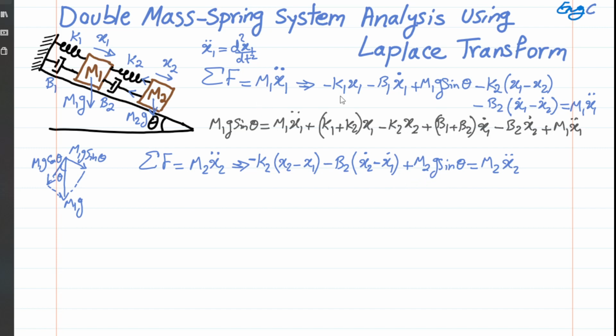Okay, again, I think it's good enough in this sense, but we can apply the Laplace transform to, say, equation 1 here. So let me apply the Laplace transform to this equation.